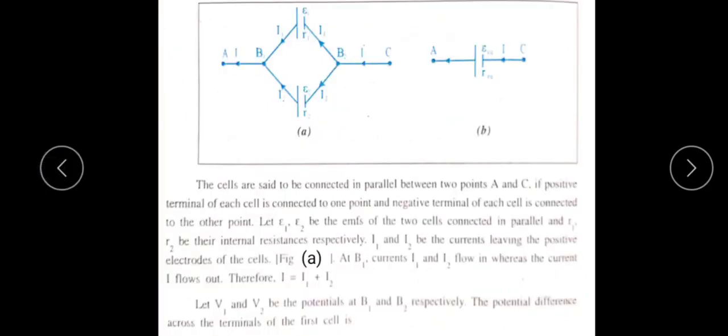Since the second cell is also connected to points B1 and B2, it is exactly similar to the first cell. Then the potential difference across the second cell is also V equal to V1 minus V2, which is equal to E2 minus I2 R2, because the second cell has EMF E2, current I2 and internal resistance R2. Hence the potential difference across the second cell is E2 minus I2 R2.